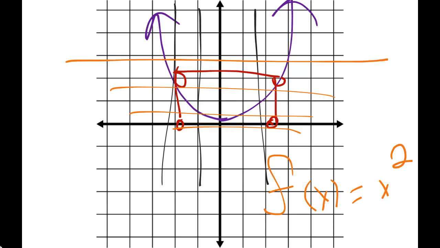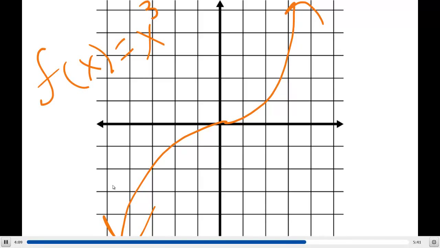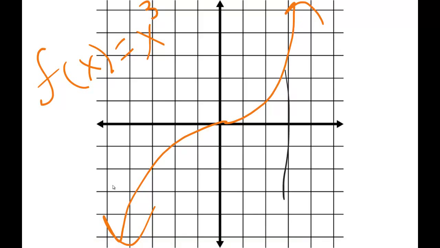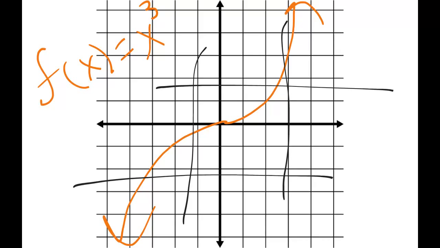Functions that will pass are, say, x cubed. So this is f of x equals x cubed, which is another one of the big parent functions. Think 1, is this a function? Yes, it passes the vertical line test. Think 2, does it have an inverse? Yes, it passes the horizontal line test. So that stuff checks off.